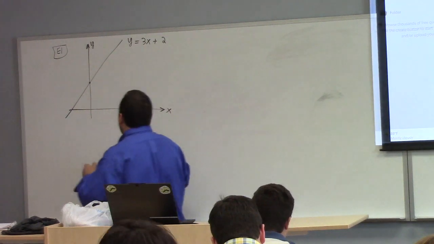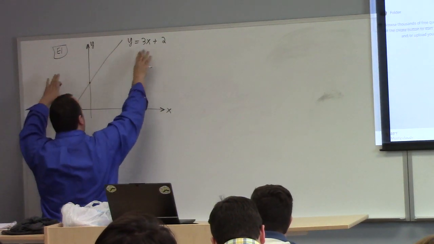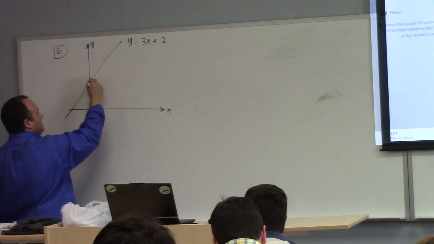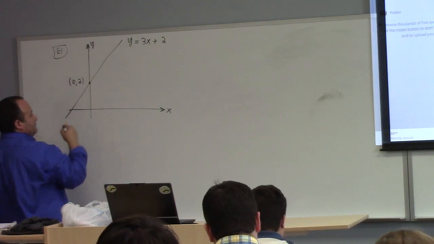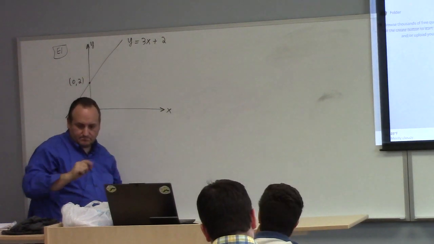Only when x and y have the same scale is a 45-degree angle a slope 1 thing. But anyway, enough about that. So here's an equation, right? Here's a line. You guys tell me what this point is. Y-intercept, right? That's (0, 2). Okay, great.